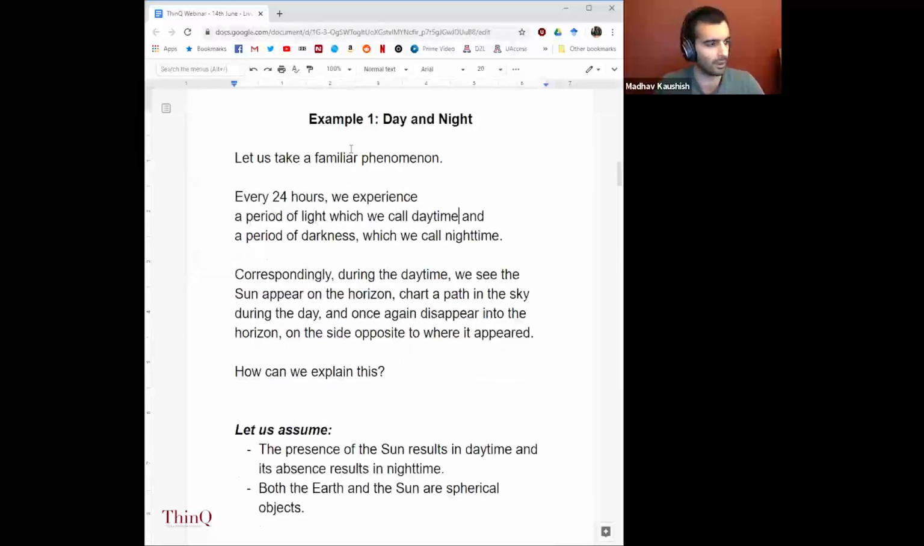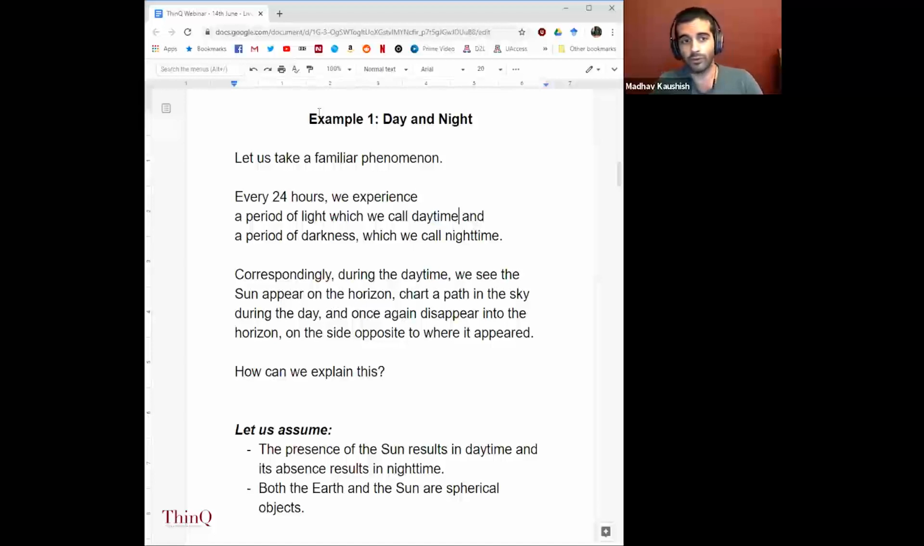So let's first deal with day and night. It's a familiar phenomenon to everybody. In a 24-hour period, we experience a period of light. That period of light may be different each day, but there's a period of light which we call daytime, and a period of darkness we call nighttime, right? And so how do we explain that? So the goal is to construct a theory which explains that phenomenon which we see.